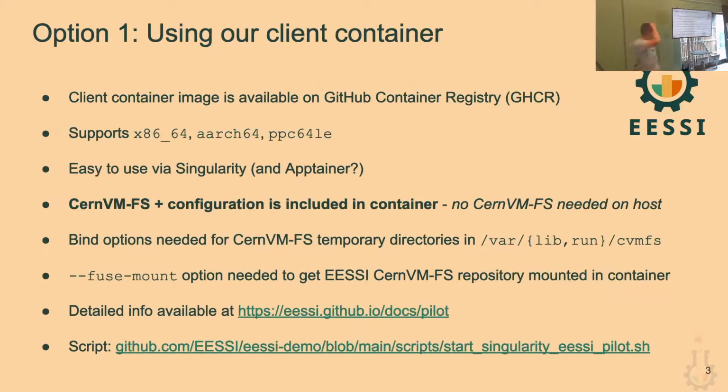Okay, so start with option 1. Our client container, which we puzzled together ourselves. It's available in the GitHub container registry, so it's a pretty easy URL you can use. It says Docker. I don't think it actually works with Docker to get access to EESSI, or at least I haven't figured out how to do that. But it does work easily with Singularity, probably also with Apptainer, so the fork of Singularity or the rebranding of Singularity, which I haven't tried, but it should work because it's supposed to be compatible.